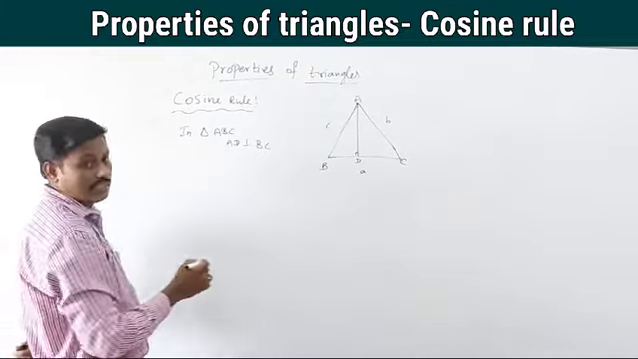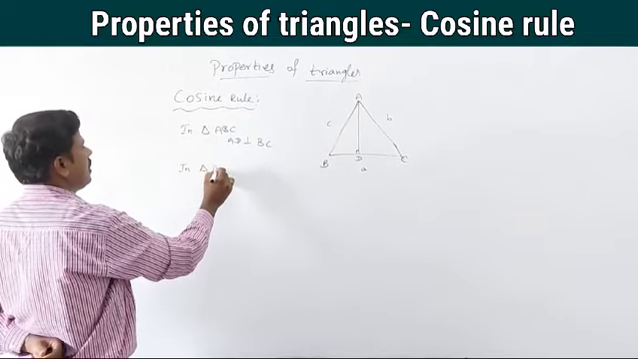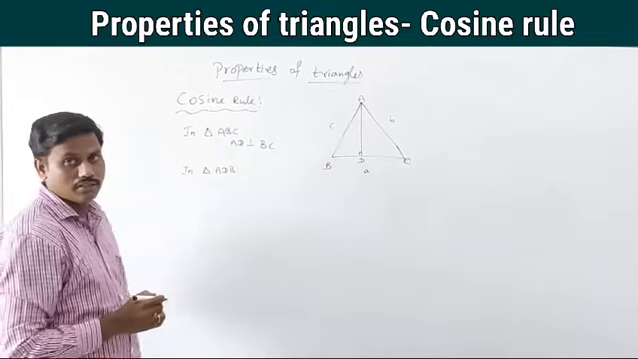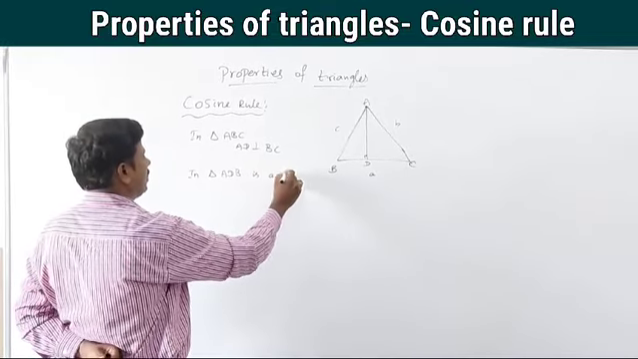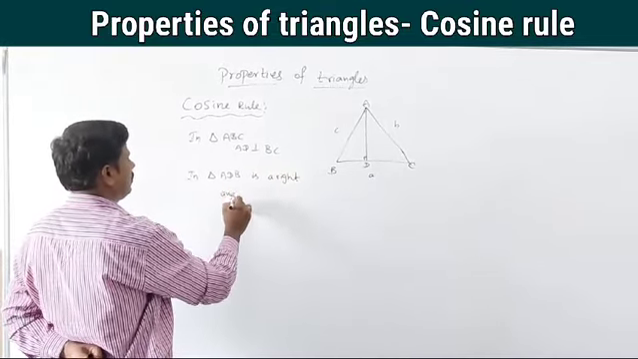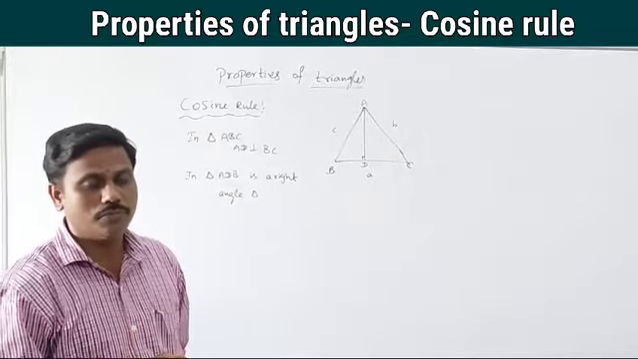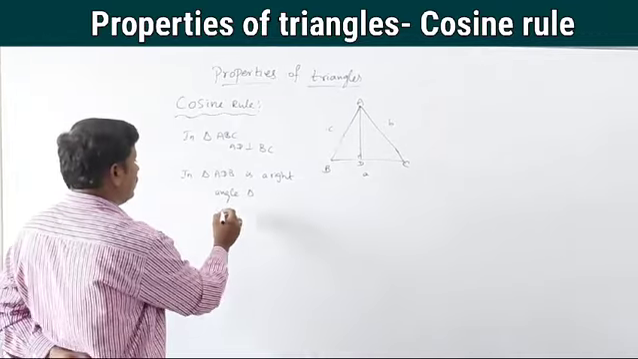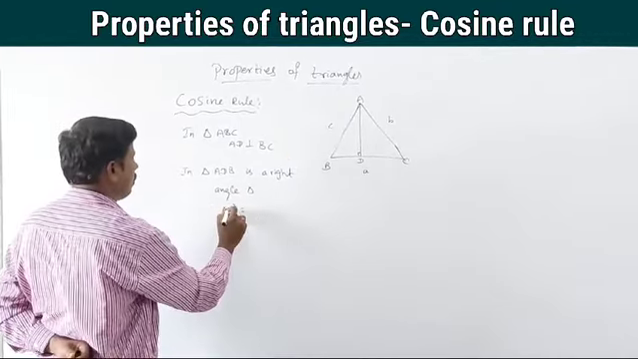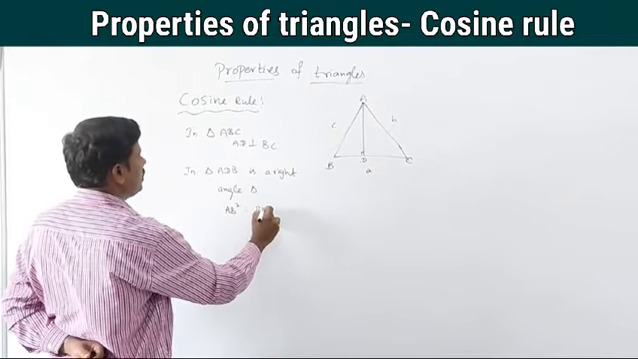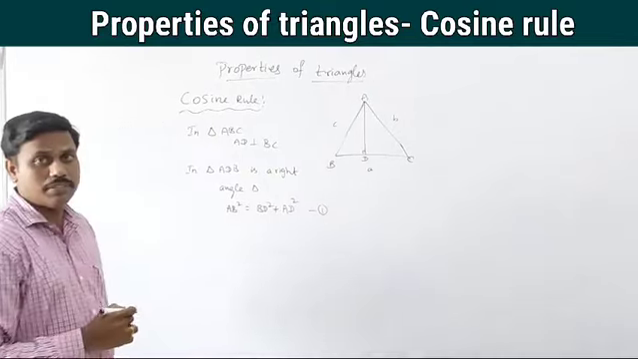Let us consider triangle ADB. In triangle ADB, it is a right angle triangle. You know the Pythagoras theorem for a right angle triangle. Sorry, AB square equal to BD square plus AD square. Let it be taken as equation 1.